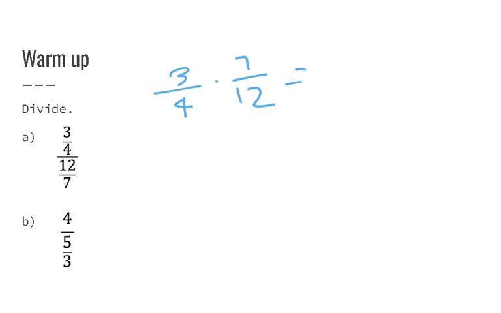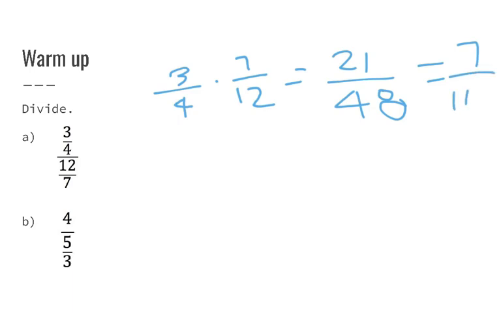So when you do that, 3 times 7 gets you 21. 4 times 12 is 48. And then I would just see if you can reduce that. I would literally type that on my calculator, hit math frac, and you would see that you get 7/16. So that would be my final answer. Okay, let's do part B.